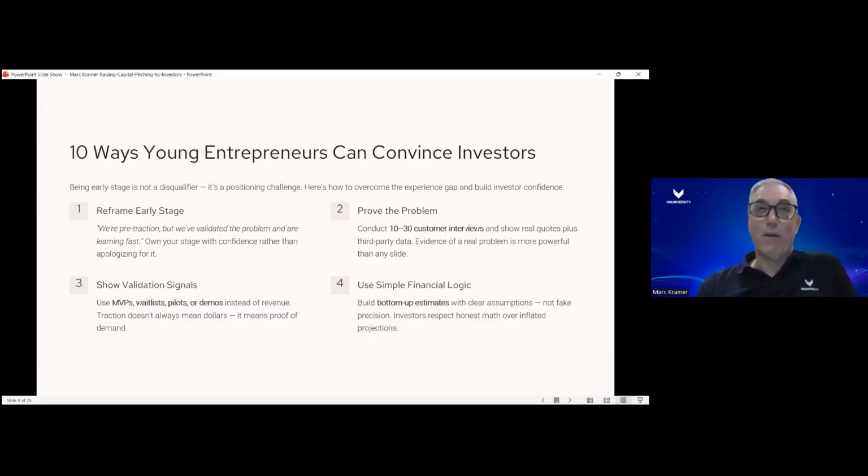We sent an email, followed up by a second email, followed by a phone call, followed up by a first meeting, a second meeting, and then a close. Some kind of process that you go through. So you have to use simple financial logic to show them how you arrived at your numbers.